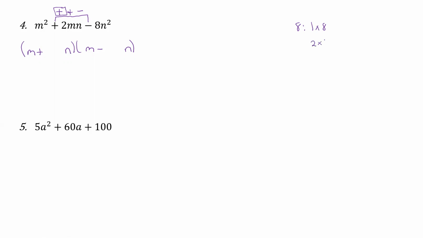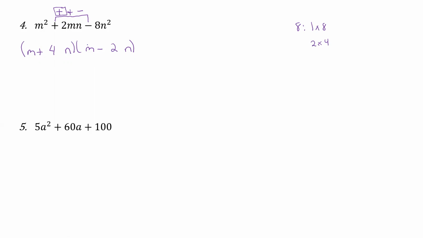Now we have 2 times 4. Now the larger one minus the smaller one, 4 minus 2 is 2. Aha, that's what we need. So I want the larger to be positive, so I put that there. I want the other one to be the negative, so I put that there. And now I should have my factored form.